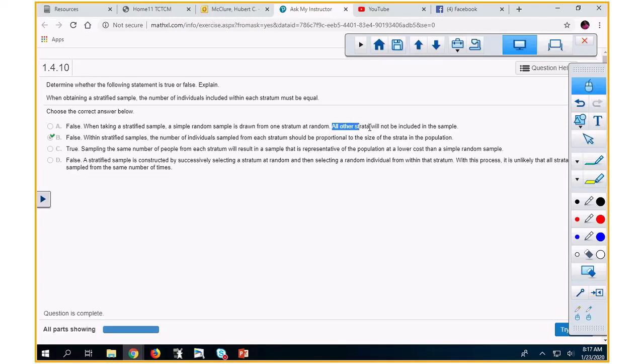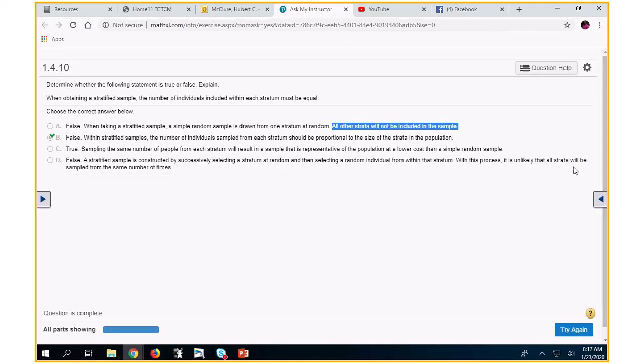All right, what's wrong with this statement? You just going to throw away part of your sample? No, you're not going to throw away part of your sample. Okay, so when you're in a statistics class, that statement right there should say, I don't know about that. Let's see what this one says. False. A stratified sample is constructed by successively selecting a stratum at random and then selecting a random individual from that. With this process, it is unlikely that all strata will be sampled from the same number of times.